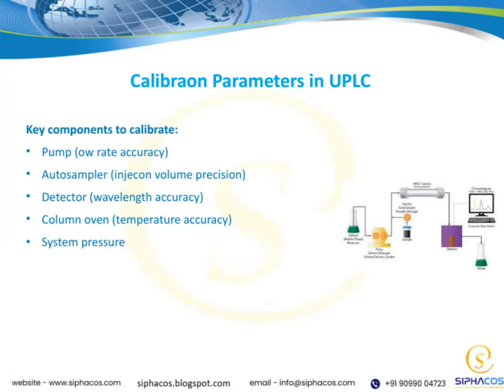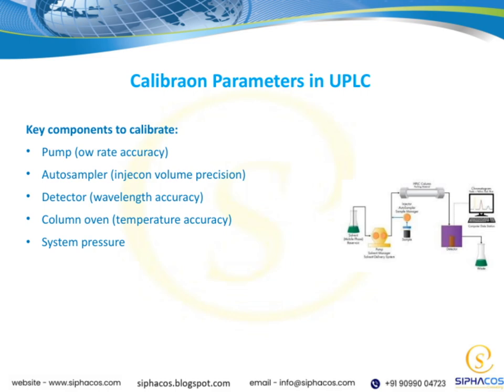Now, let's talk about the calibration parameters in UPLC that are essential to ensure accurate and reliable results. First, we have the pump, which needs to be calibrated to maintain precise flow rate accuracy. This is crucial because the flow rate directly impacts the separation and detection of analytes. Next is the auto sampler, where we focus on injection volume precision. Consistent injection volumes help us achieve reproducible results across multiple runs.